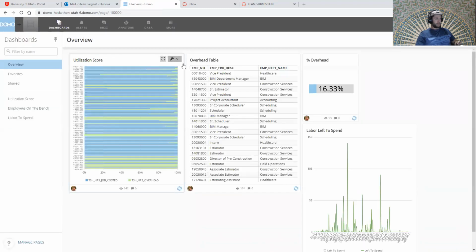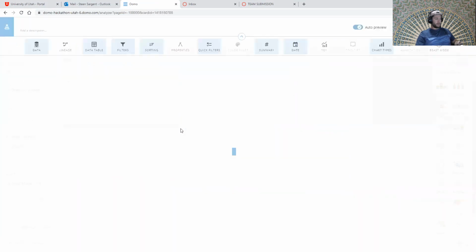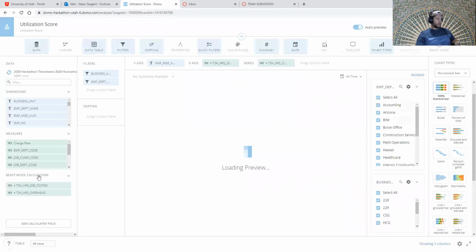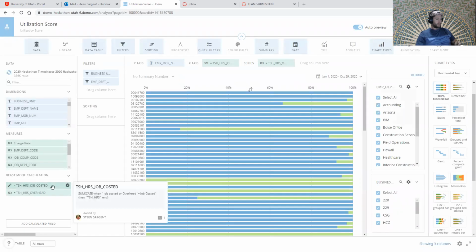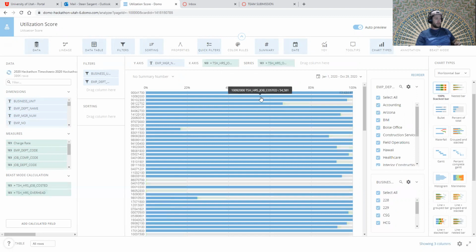And then going back to the utilization score, we have another beast mode calculation of the total hours for job costed and hours for overhead. And we're using these on our x-axis and series.